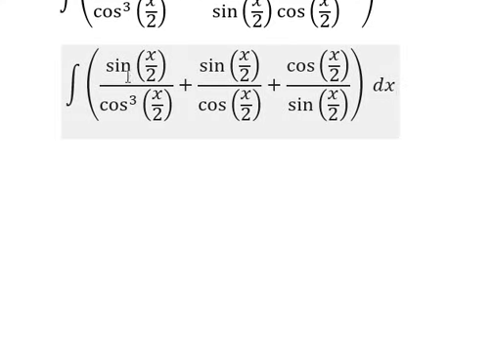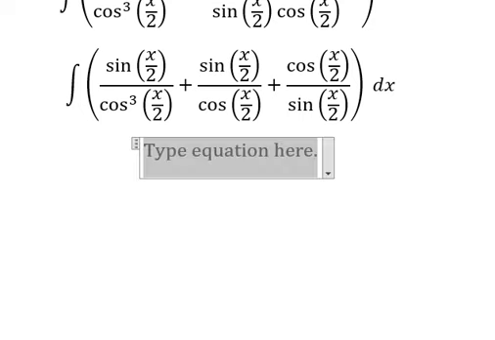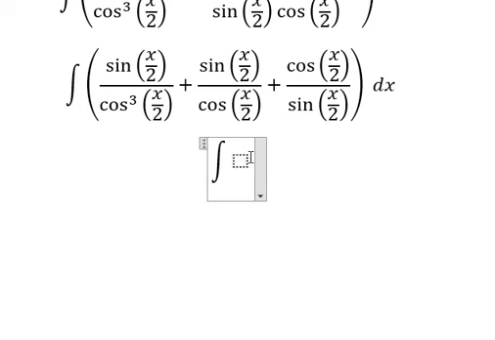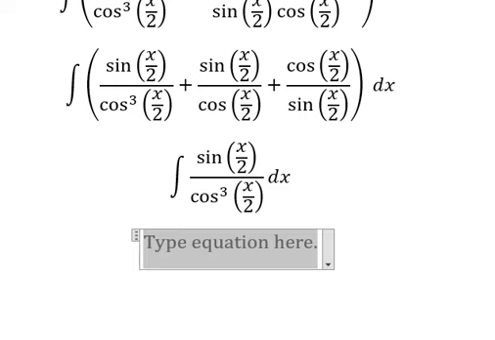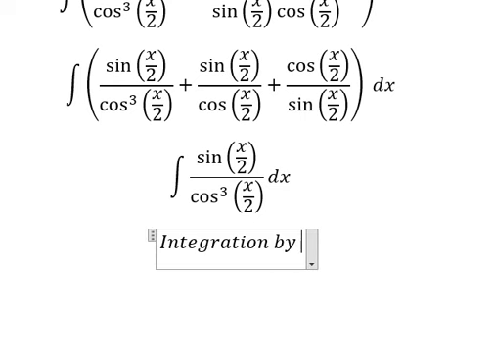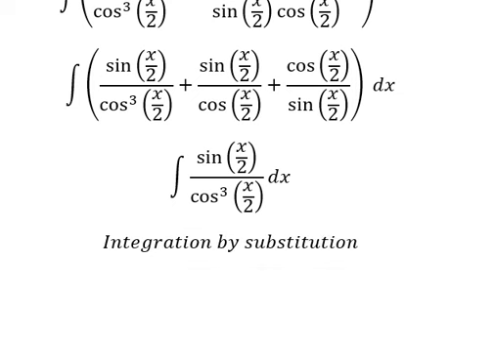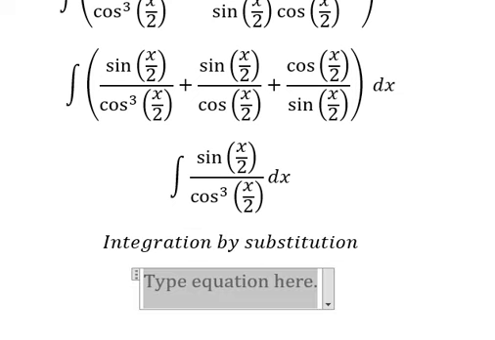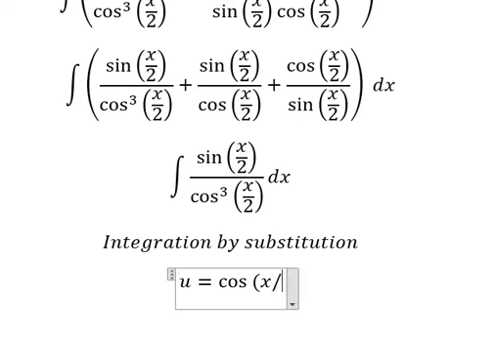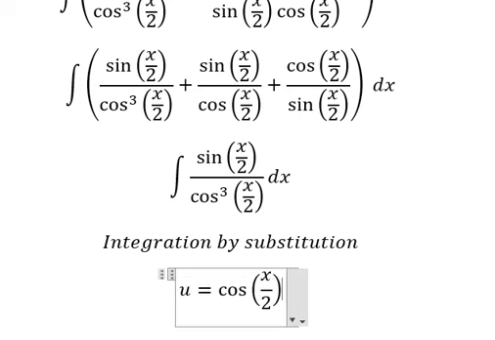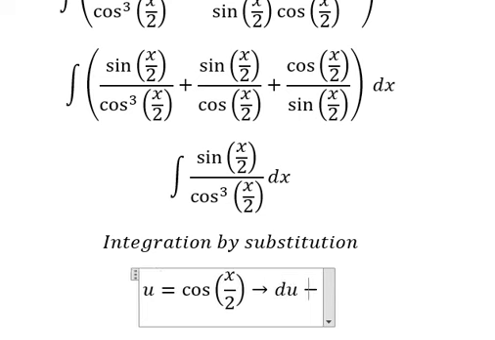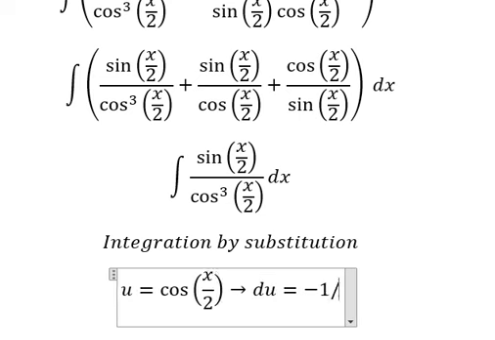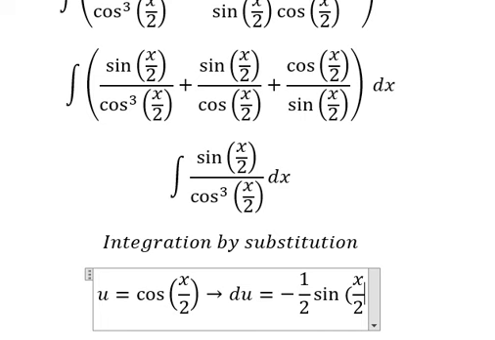Now we need to focus on this one. So we can use integration by substitution. So I will put u equal to cosine of S over 2. Later that we need to do first derivative for both sides, and we have negative 1 over 2 sine of S over 2 ds.